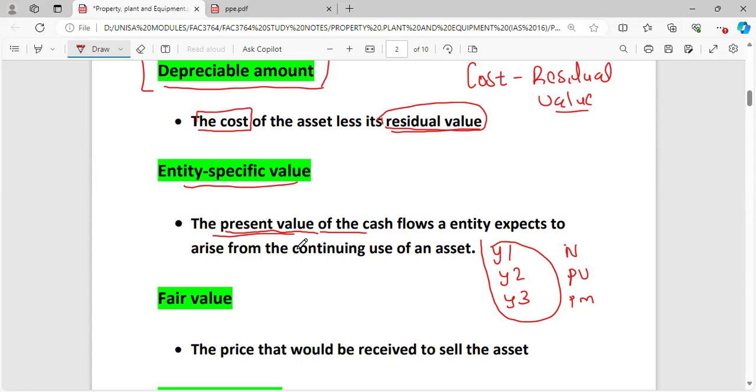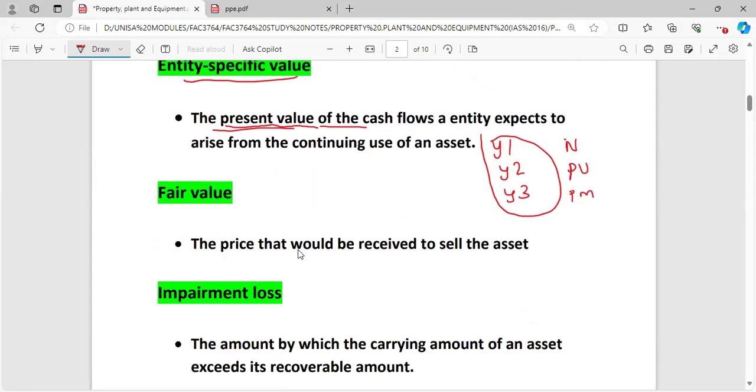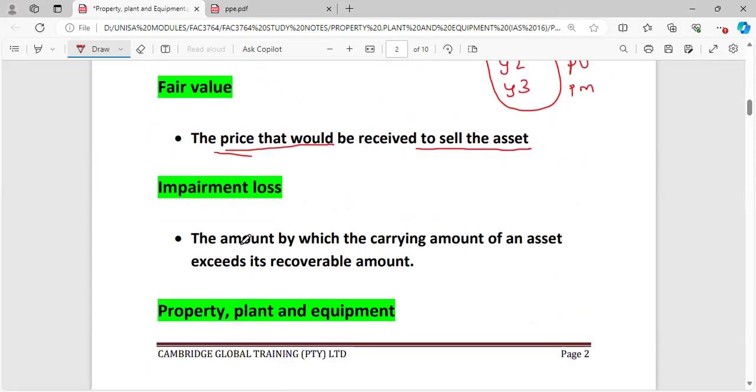Then the fair value is what we can get when we want to sell that particular asset. So that would be the fair value of the asset. This is the actual price that we can get if we go out there and say we are selling this asset. So this is what we are going to be able to sell the asset for. So that is going to be the fair value.